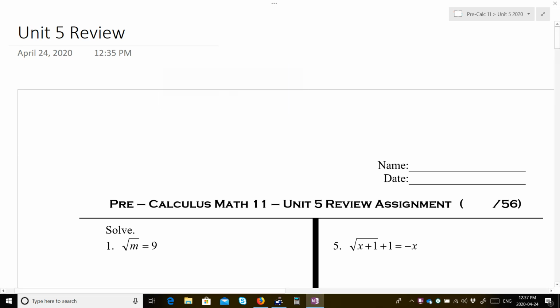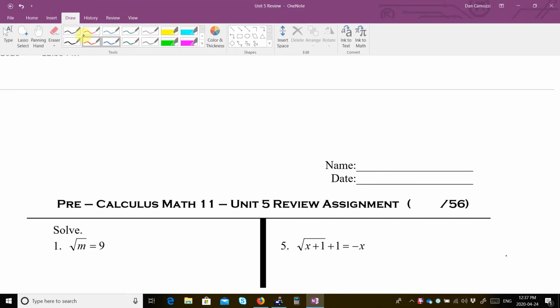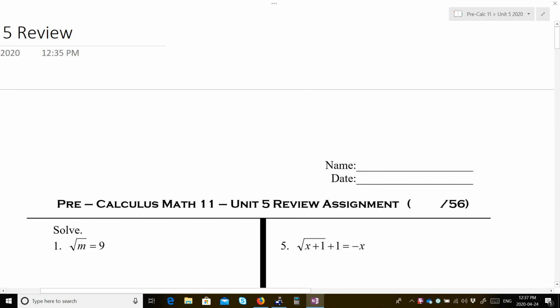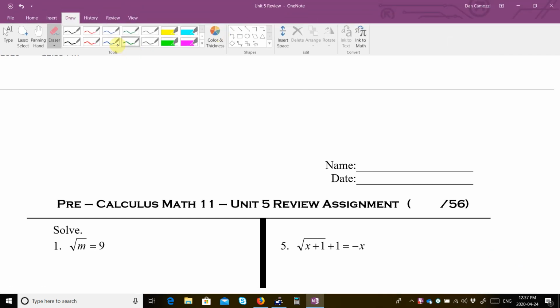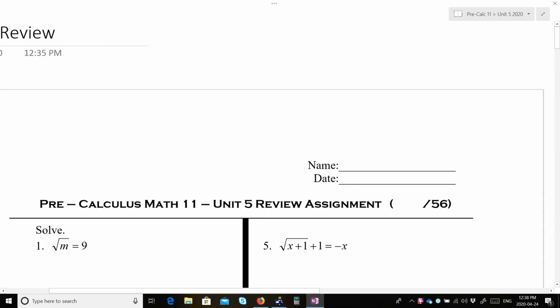Hi everybody, here is a review package for our Unit 5. I thought I would go through this with you. And I will send you the Unit 5 test soon, which will look very similar to this. And I will get you to complete that and send it back to me. But for today, let's do an answer key for this.